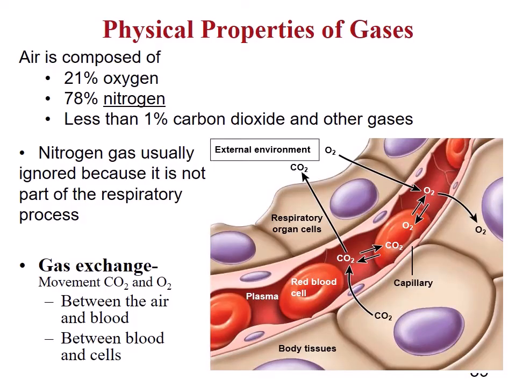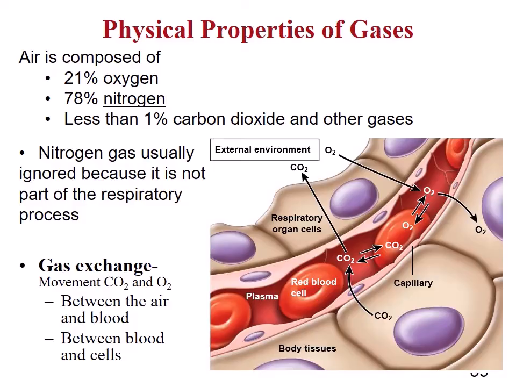Air is composed of oxygen, nitrogen, and carbon dioxide and other gases. It's mostly nitrogen, but as far as we're concerned, we care about the oxygen content of the air. So we usually just ignore nitrogen because it's not really part of this respiratory process. So gas exchange is the movement of carbon dioxide and oxygen between the air and the blood, and then between the blood and the cells.